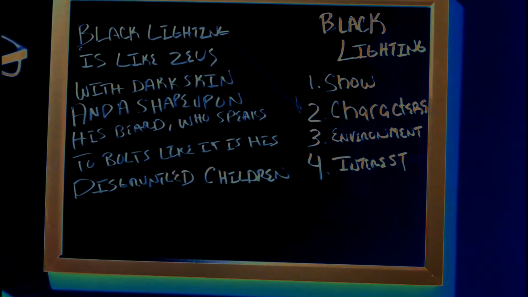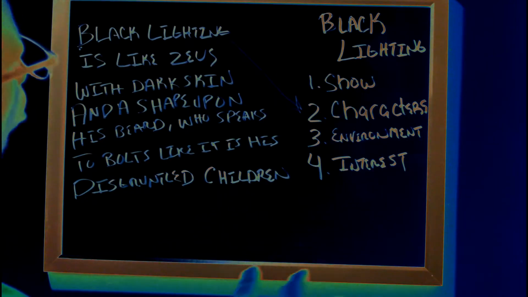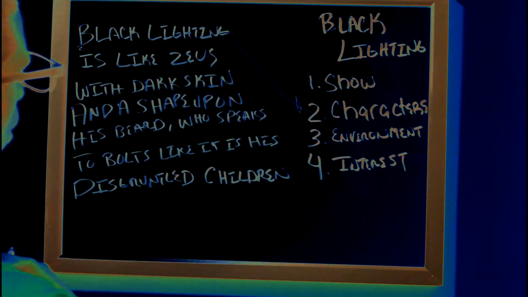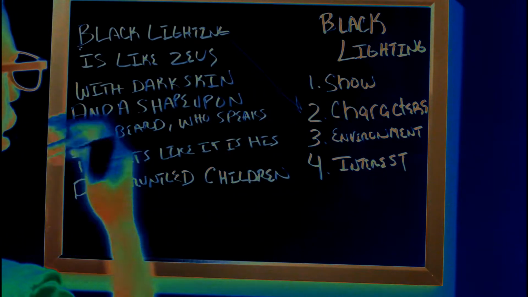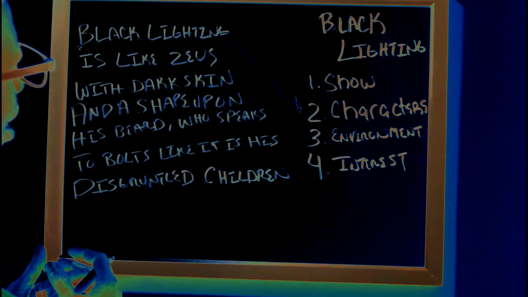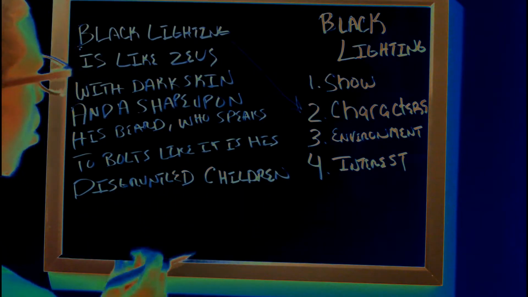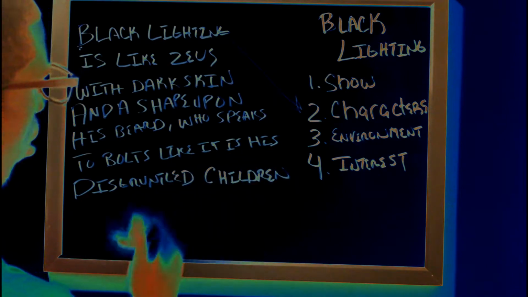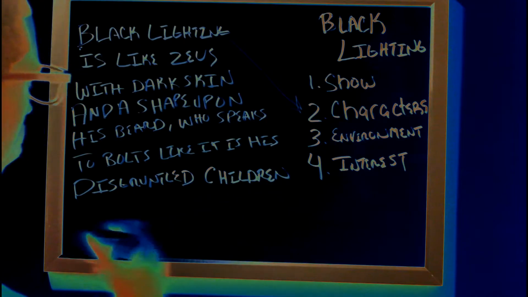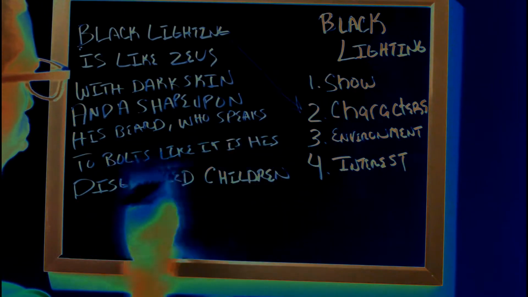So number one, I'm trying to give my mom a visual. She has no idea who Black Lightning is. So I'm thinking, who she know who Zeus is, right? And then of course I give Zeus the features of a black man, which is the dark skin and the shape up on his beard. And then what is his powers, right? So I'm trying to introduce my mom to Black Lightning with different things. Like, okay, so he speaks to his boats like it is his disgruntled children. Basically, he controls them. He speaks to them, and so he has some type of force with boats.